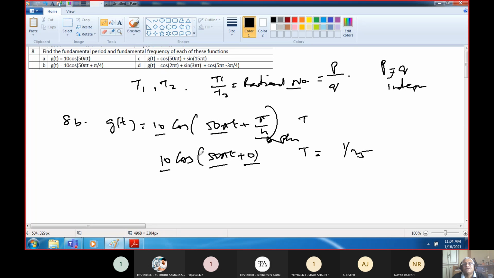When you compare the frequencies or the time periods, both problems have the same time period. The time period is the same because this is 50 pi t, this is also 50 pi t. No change in the time period. So you must write for the second problem also, the time period is equal to 1 by 25.